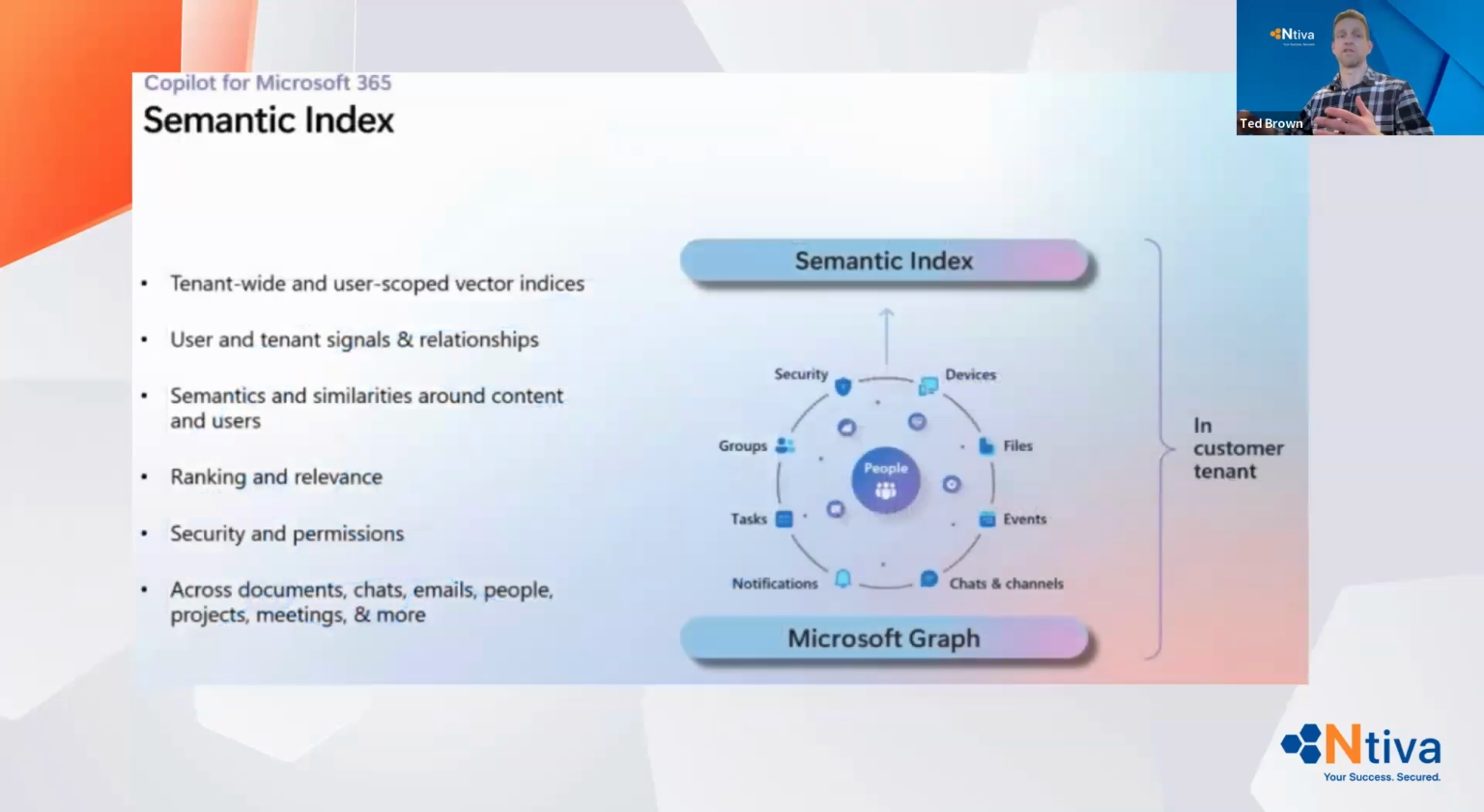And this is important to understand because the Microsoft Graph has access to your data, but we need to have Microsoft Copilot for 365 access and pull it out. So there's a whole bunch of data in there. How does it know what's relevant? And it does that by utilizing the semantic index.